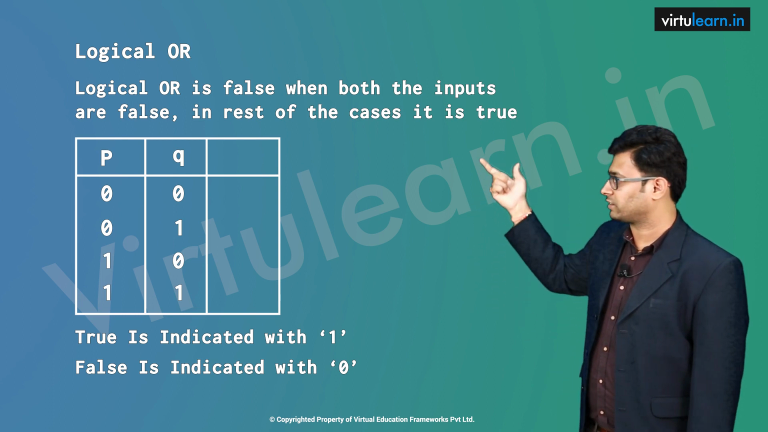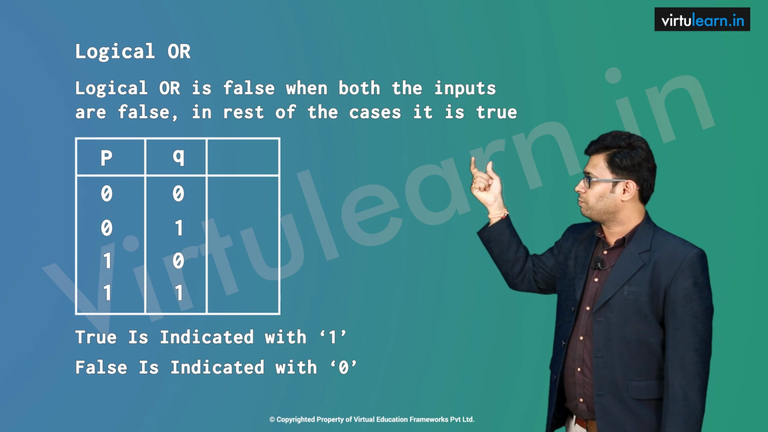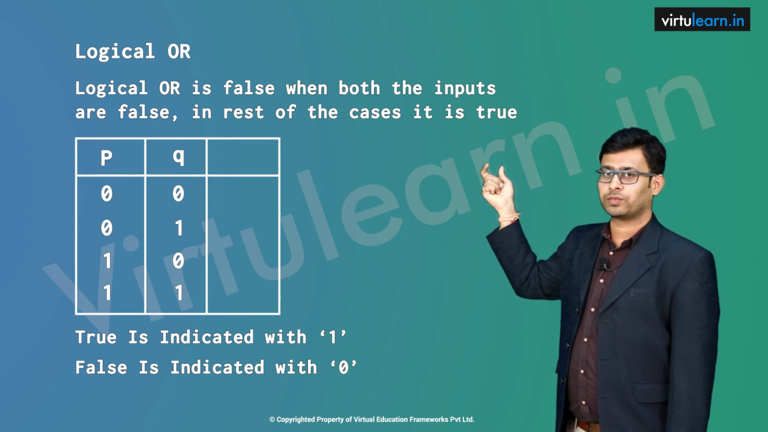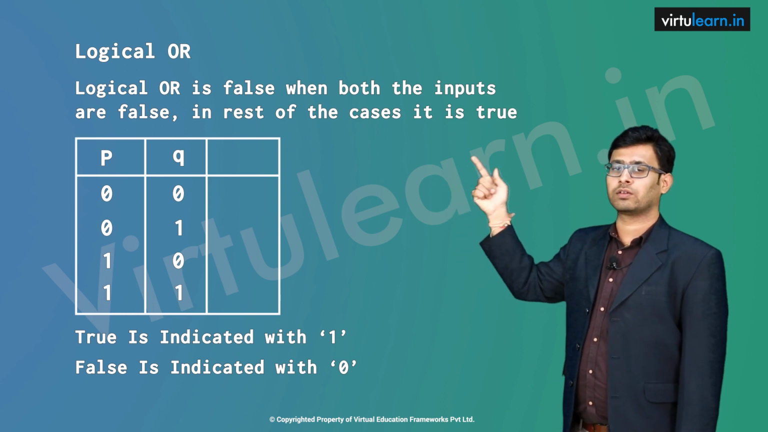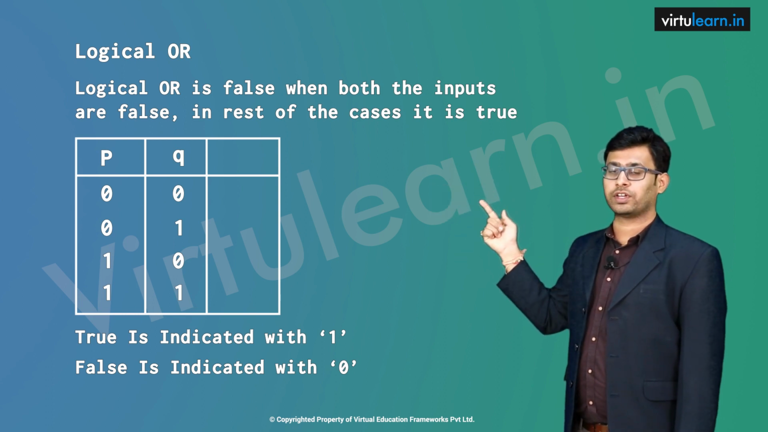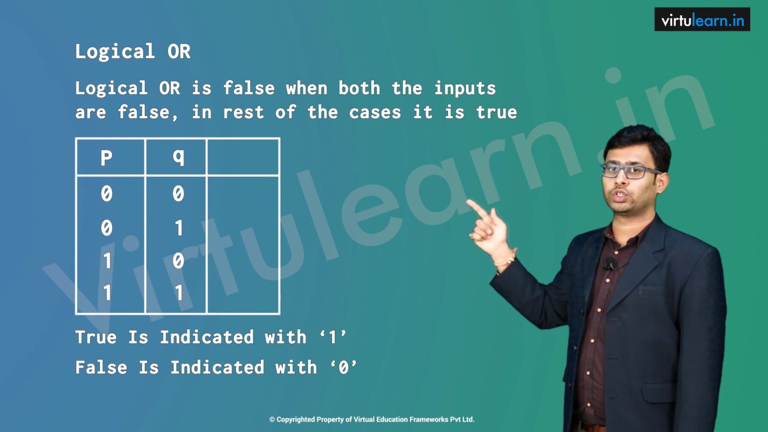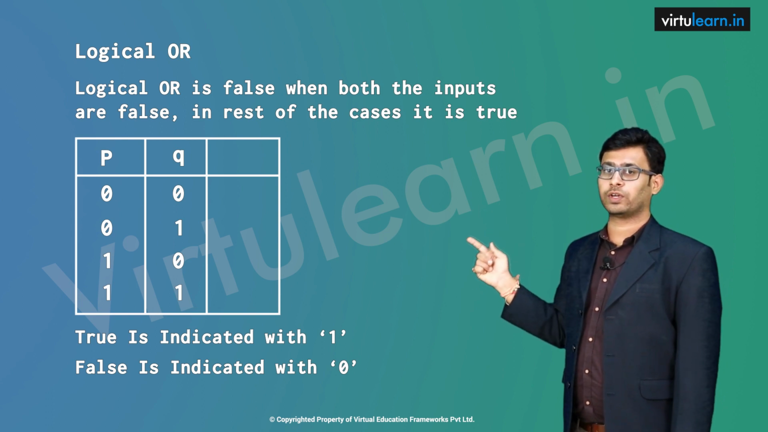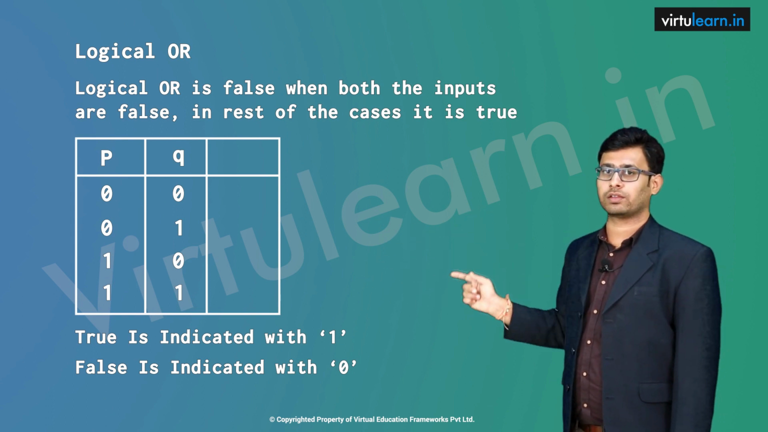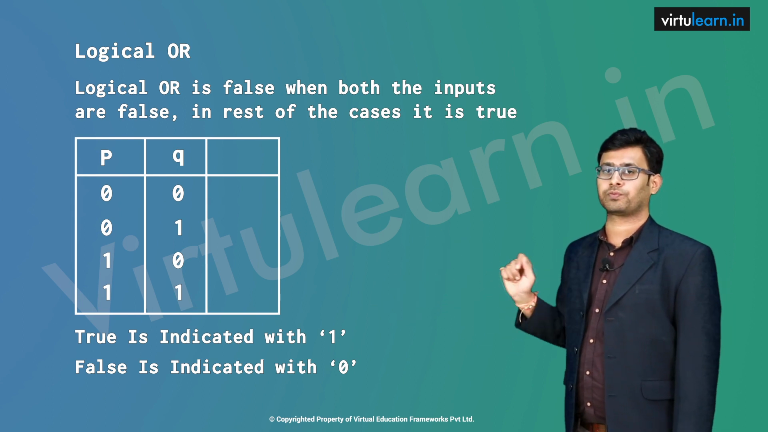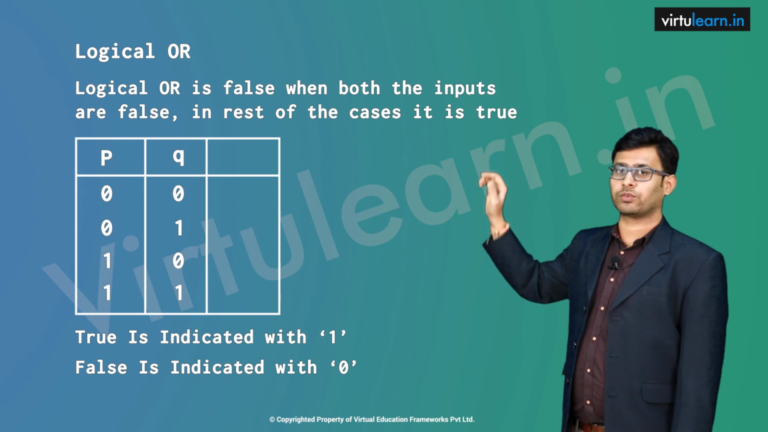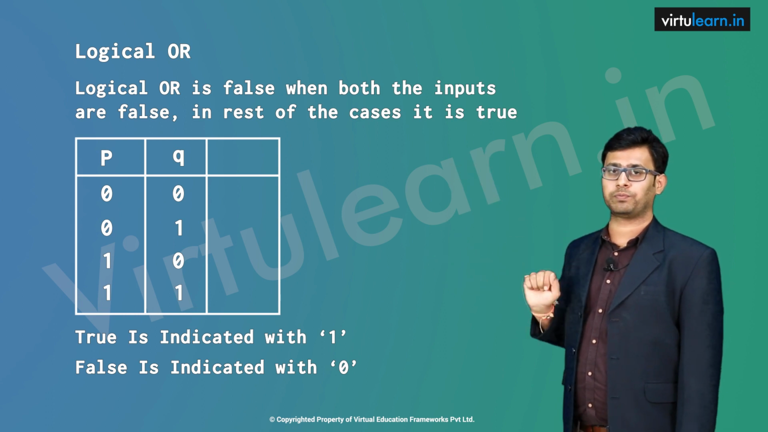So let us understand this. In P and Q, there is 0 0, which means false false. Next one is false true. Next one is true false. Next one is true true. I hope every one of you understood this particular table.